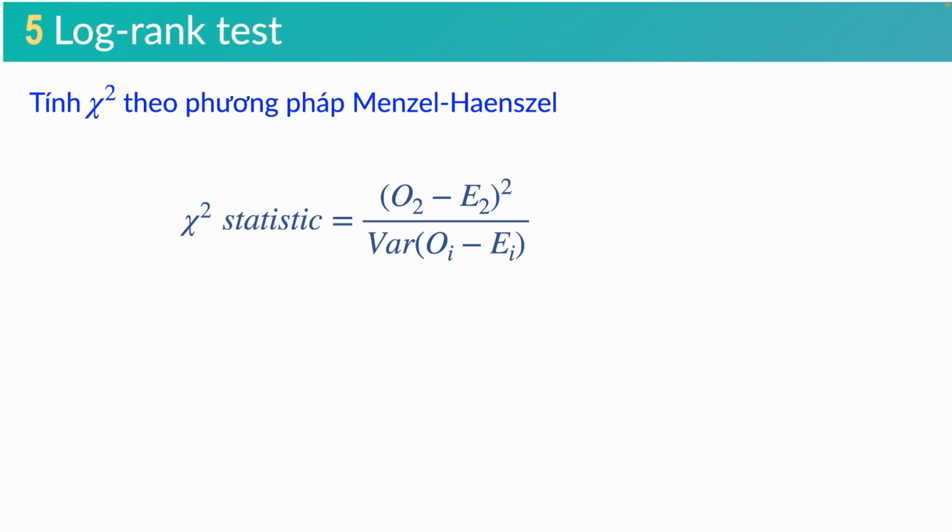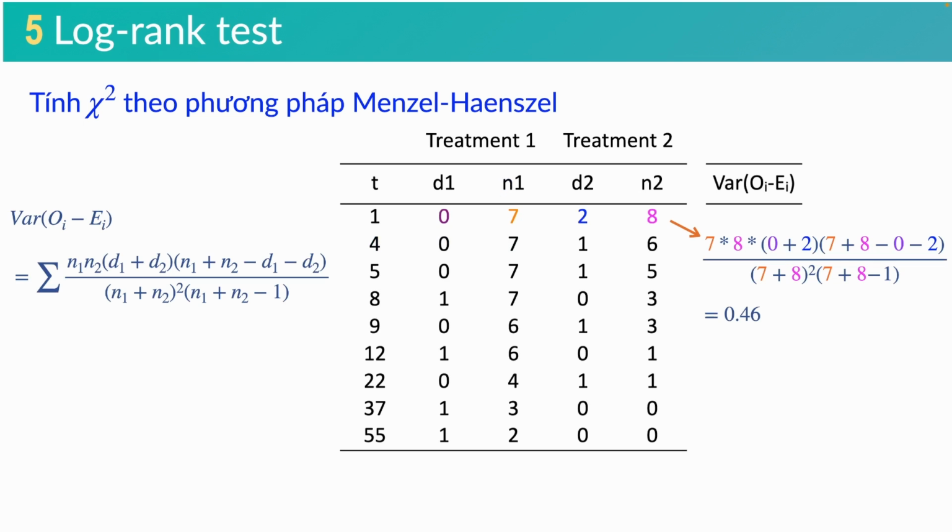Chi-square can be calculated by using the Mantel-Haenszel method, and this method is commonly used in the log-rank test. This is the equation to calculate the chi-square value, in which O2 minus E2 is the sum of observed minus expected value for treatment 2, and the denominator is the variance of the sum of observed minus expected. The numerator we knew how to calculate as above, and now we will calculate the denominator.